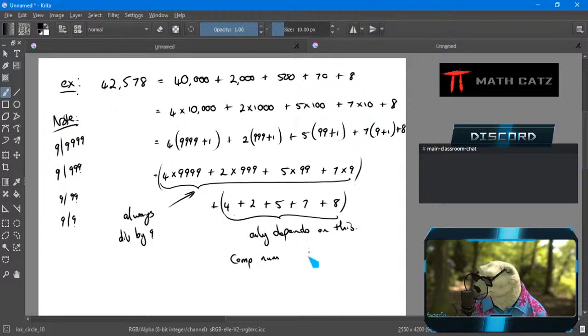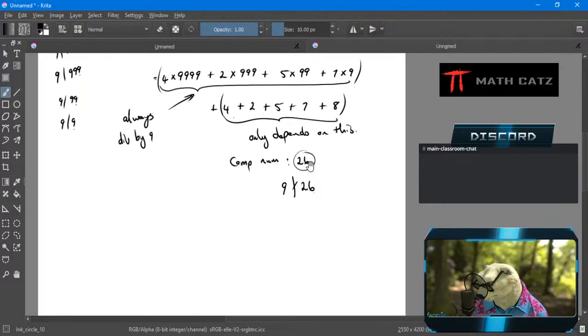Comparison number is 4 plus 2 is 6, plus 5 is 11, 18, 26. I test this 26 against 9 and say 9 does not divide into 26. It was close though. It's 27 and I would have had it, but it's not. So therefore I conclude that 9 does not divide into my original number.